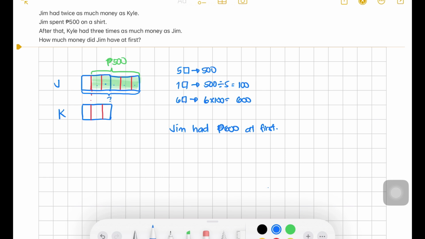Okay, so you can always check your answer by trying to find if these satisfy the given problem. So let's try to find Kyle in the end. So Kyle had 300 pesos in the end. Jim had 100 pesos in the end. So it really satisfies that Kyle has 3 times as much money as Jim in the end. So with that, our answer is correct.